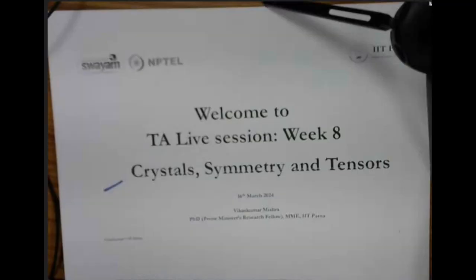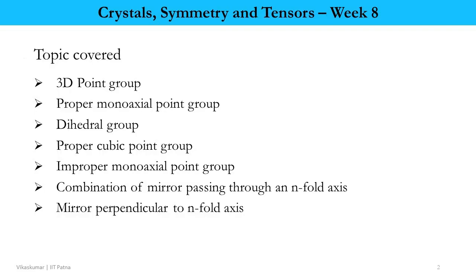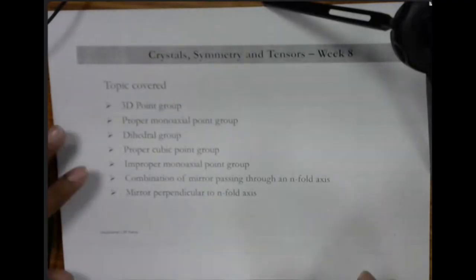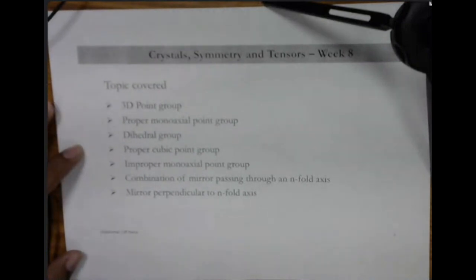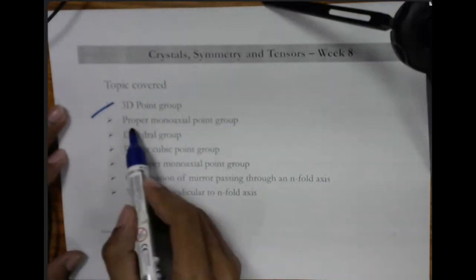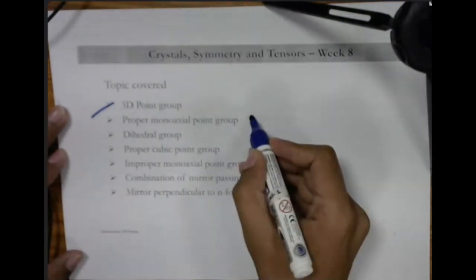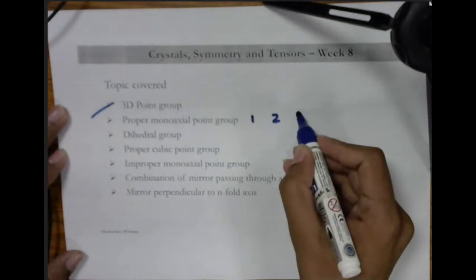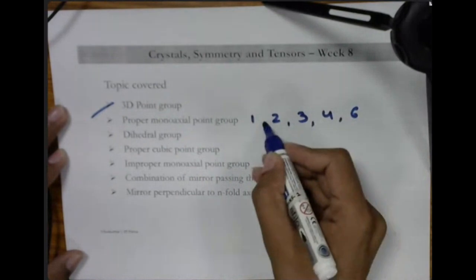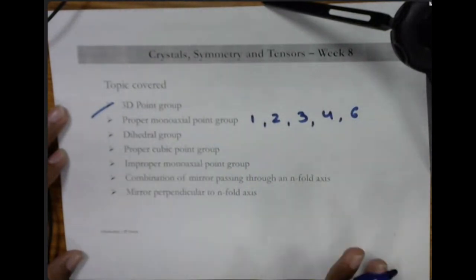The topics covered in this particular week are as follows. We have devoted this entire week to the 3D point groups, where we discussed first the proper monoaxial point groups, which are 1, 2, 3, 4, and 6. These are the proper monoaxial point groups. Proper means they are not going to change the handedness.